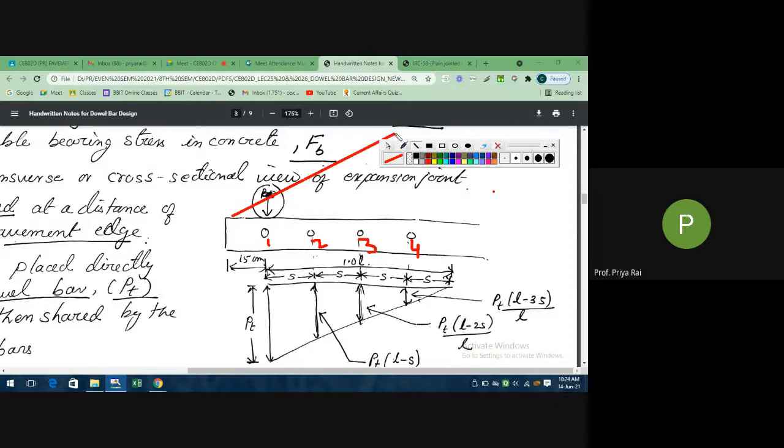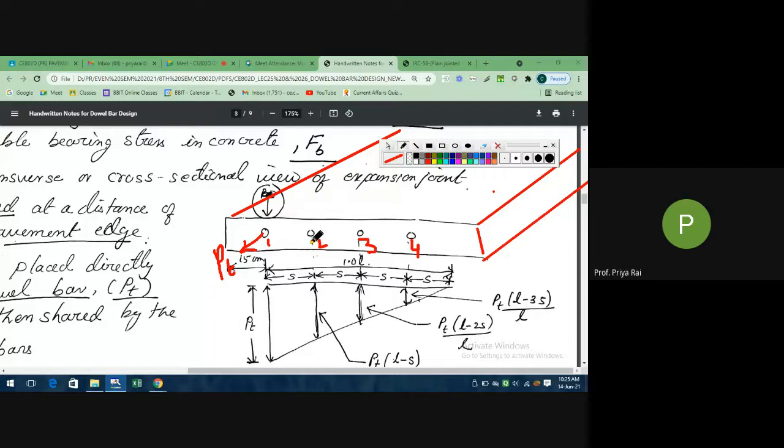Which one will transfer the maximum amount of load? Which rod: 1, 2, 3, 4? Yes, 1. Suppose the load transferred by the first rod from the edge is PT. See here, this is PT. So suppose the load transferred by this bar is P suffix T. It will be maximum.